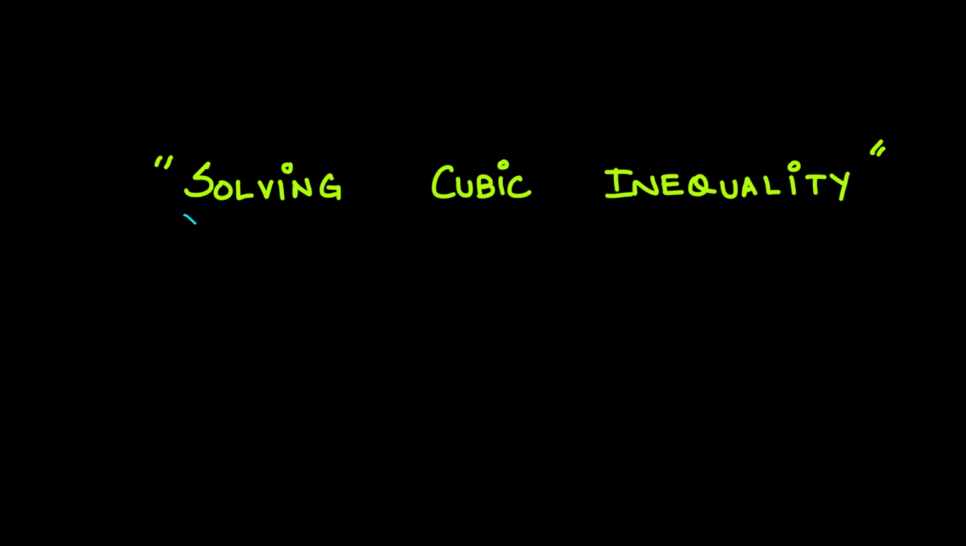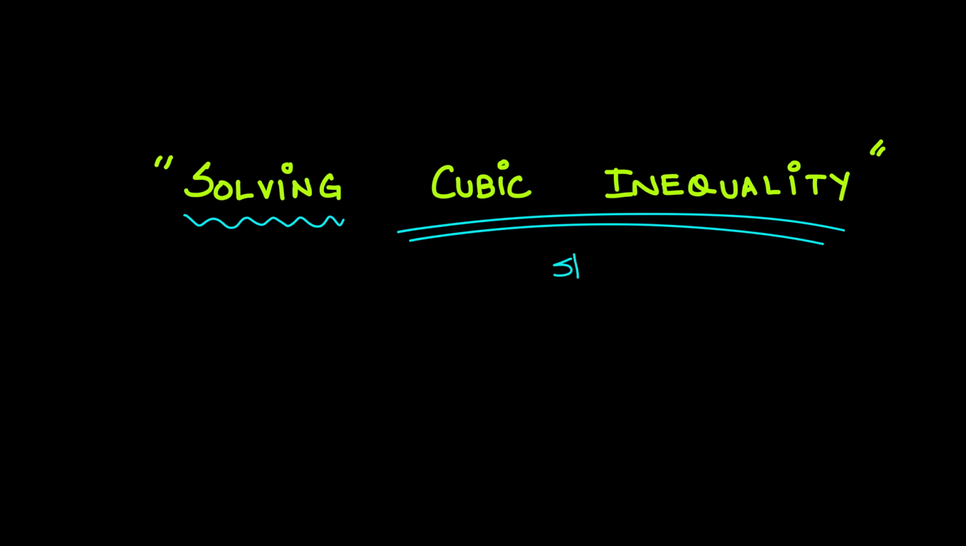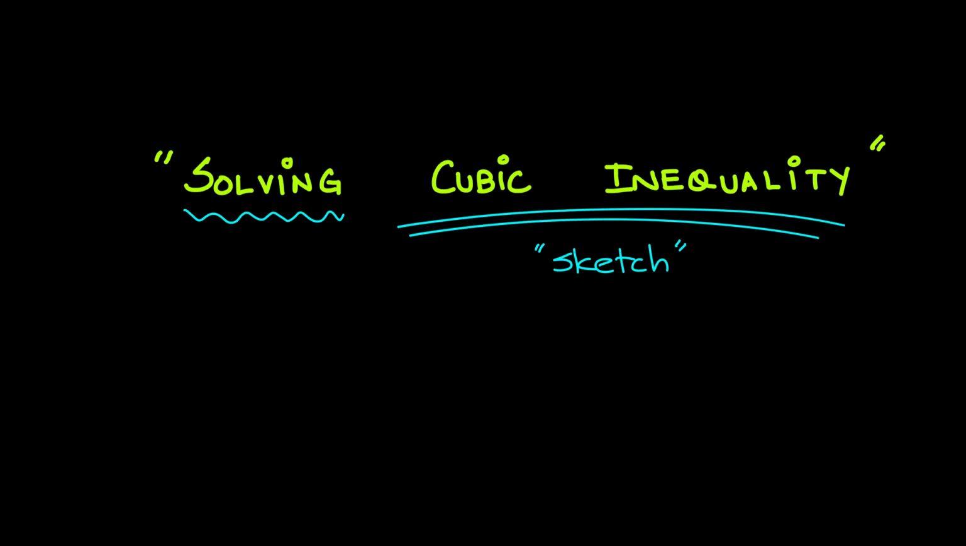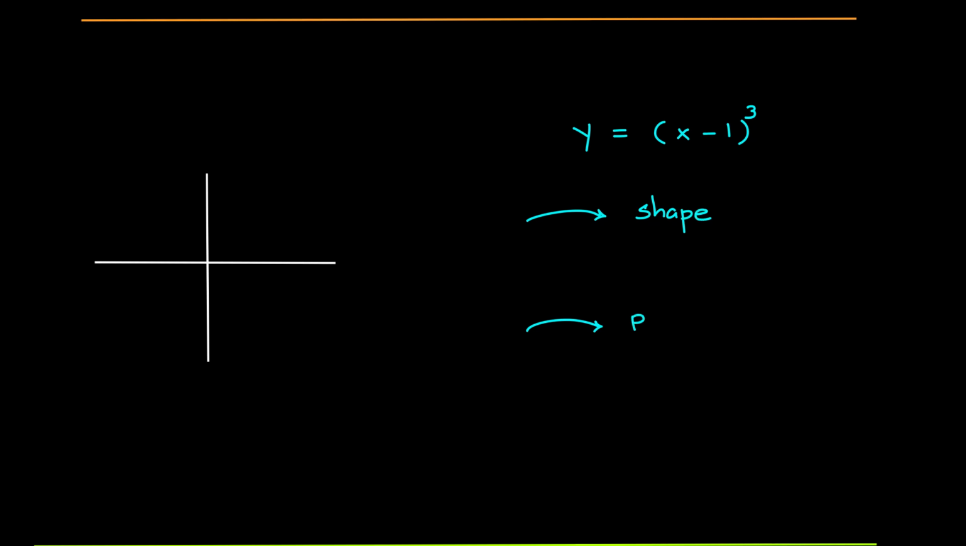In this video, we will learn how to solve a cubic inequality by means of a sketch. Let's start with the very first example. If we have an equation y equals (x minus 1) the whole thing cubed, there are two factors to consider when sketching a curve. The first is the shape of the graph. The second is the roots of the equation.